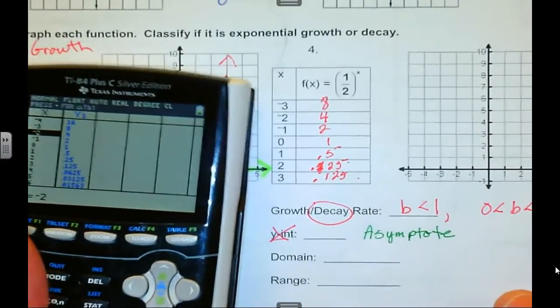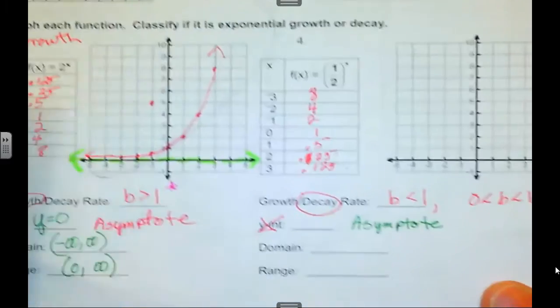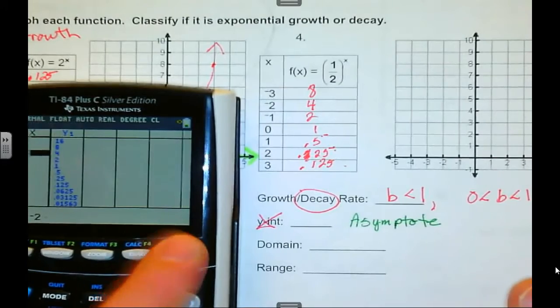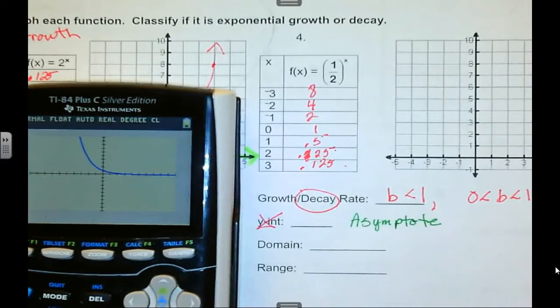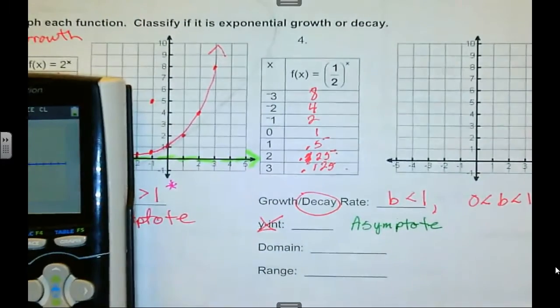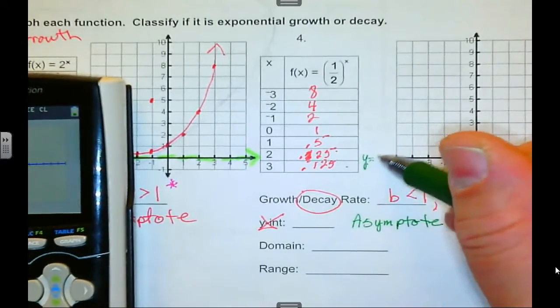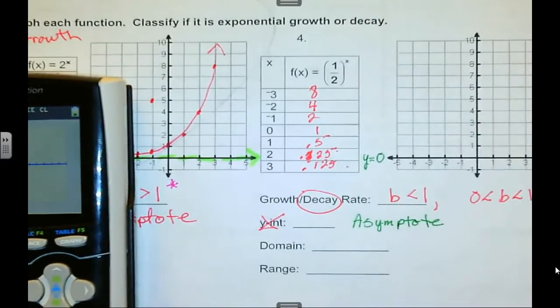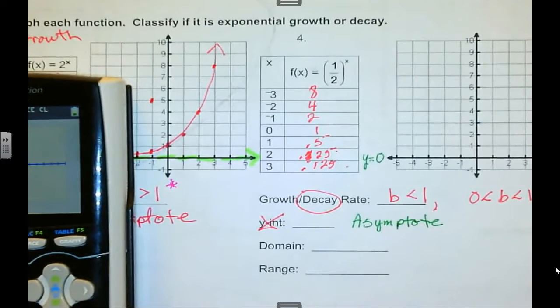Okay, so where's my asymptote going to be, just by looking at the graph? It's a line, a horizontal line, could be vertical. In this case, it's the horizontal line where my graph is approaching but never crosses. Yeah, y equals 0, right? No. And I'm going to show you that in about 5 minutes.